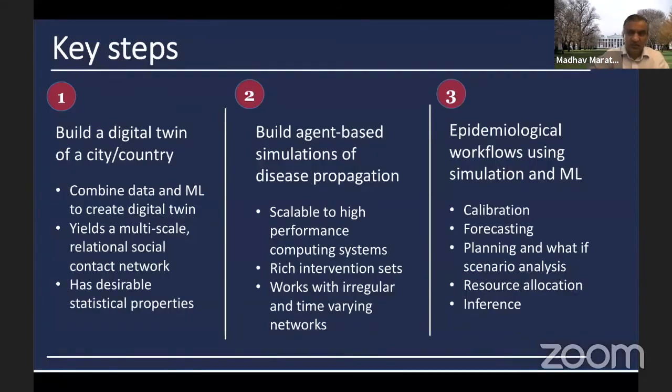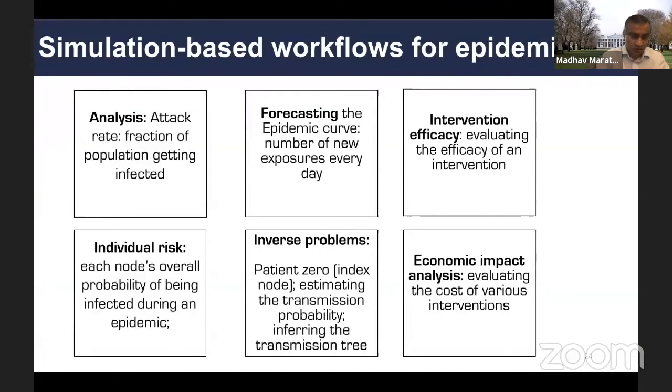So the third step is to build workflows because that's really what is needed to finally do decision support. So you want to solve using these workflows questions like forecasting, analyzing different interventions, doing economic impact, studying inverse problems like finding out patient zero, inferring various transmission probabilities, computing the risk of individuals as well as a collection of groups, and looking at the attack rate.